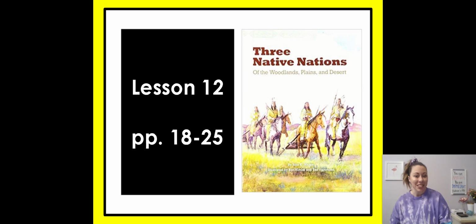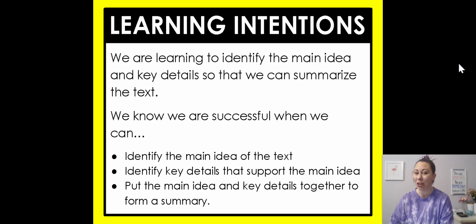We are going to continue reading the story, The Three Native Nations of the Woodlands, Plains, and Desert. And we are reading pages 18 through 25 today. So let's go ahead and get started with our learning intentions. We are learning to identify the main idea and key details so that we can summarize the text.